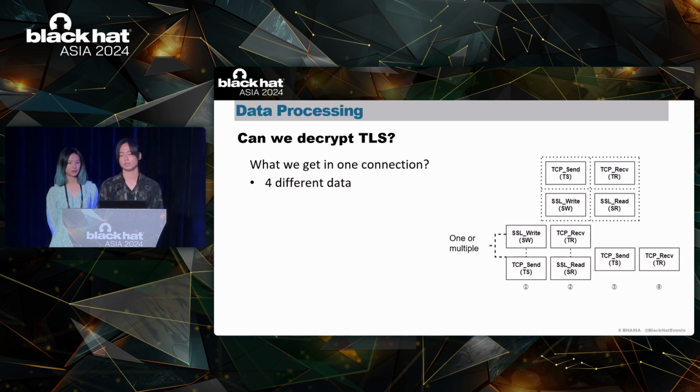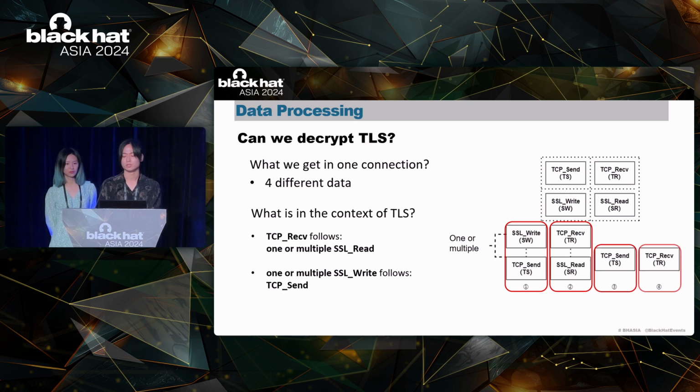After I explain what is in a single TLS connection, we can find that there are 4 different types of packet. 2 of them are TCP types, TCP receive and TCP send, and the other 2 are SSL types, SSL read and SSL write. In conjunction with what I briefly described on my previous slide, in the context of TCP sequence, one TCP receive will be followed by one or multiple SSL reads, and one or multiple SSL writes must be followed by a TCP send. Thus, based on this conclusion, we can list 4 possible combinations that will occur, like I highlighted on the right.